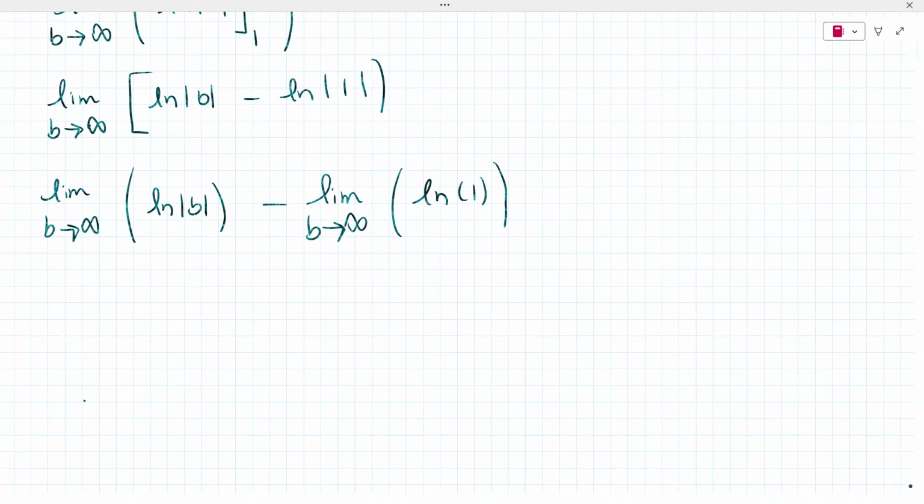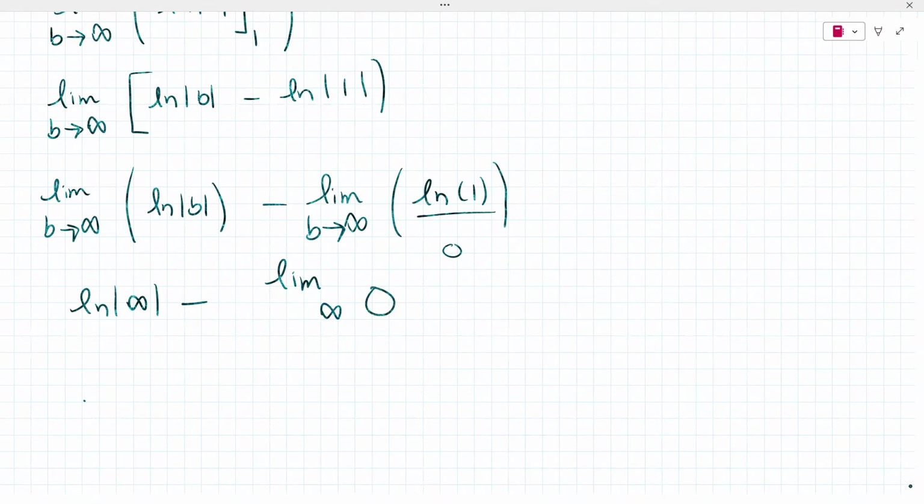Then we just plug in our b to infinity. So what is the ln? It's going to be ln of the absolute value of infinity minus ln of 1. So it's going to be the limit as b goes to infinity. Right, the ln of 1, if you put that in the calculator, is 0. So as b goes to infinity, the limit is still 0. This is going to be 0.